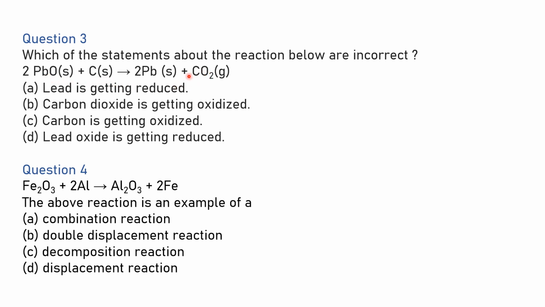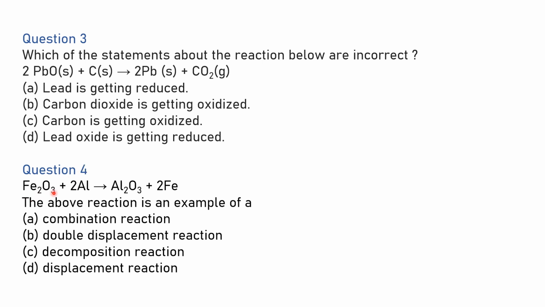So let's see the options. Lead is getting reduced is absolutely wrong. First of all, the lead is given here on the product side, so no change happens on the product side. The change happens in the reactants, right? Carbon dioxide is getting oxidized. No, carbon dioxide is not getting oxidized. It's carbon that is getting oxidized, right? So carbon is getting oxidized, correct. Lead oxide is getting reduced, perfect. So A and B are incorrect statements. This I have taken from your book. Question number 4.